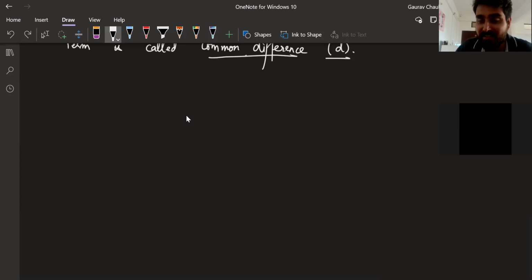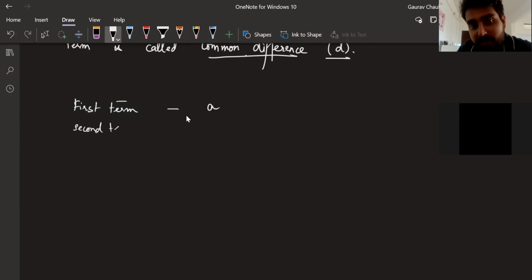The first thing is the first term. It's absolutely clear what it means, right? The first term is denoted by A. This is a common symbol or convention. It's not compulsory, obviously, but we are going to use that because it is how it is denoted in all our books. The first term is denoted by A.